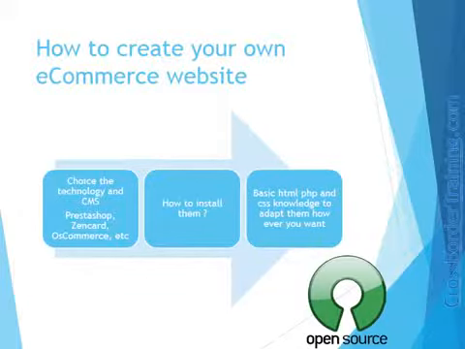So for an online shop, it's PrestaShop, it's Zen Cart, it's osCommerce, it's Magento, it's WordPress with some special plugin. There are a lot of different ways to create your online shop. So I will talk later especially about PrestaShop and osCommerce. So you first select your CMS, and after you have to install it.